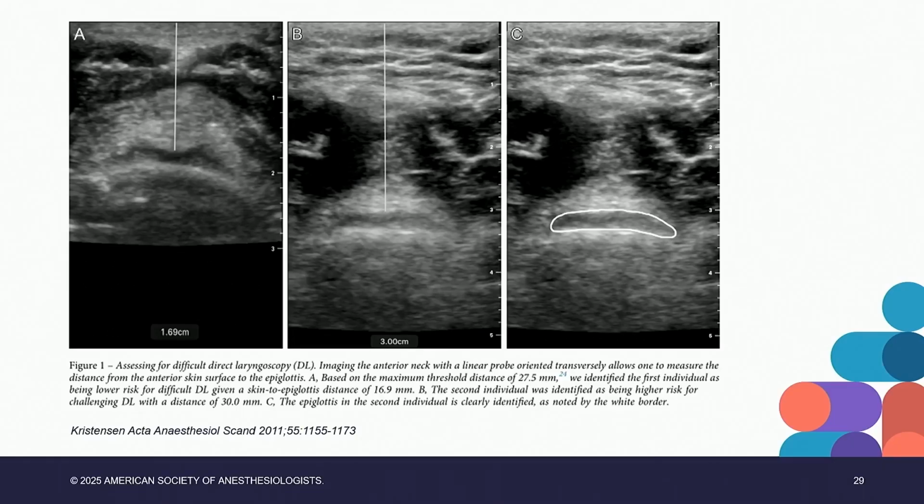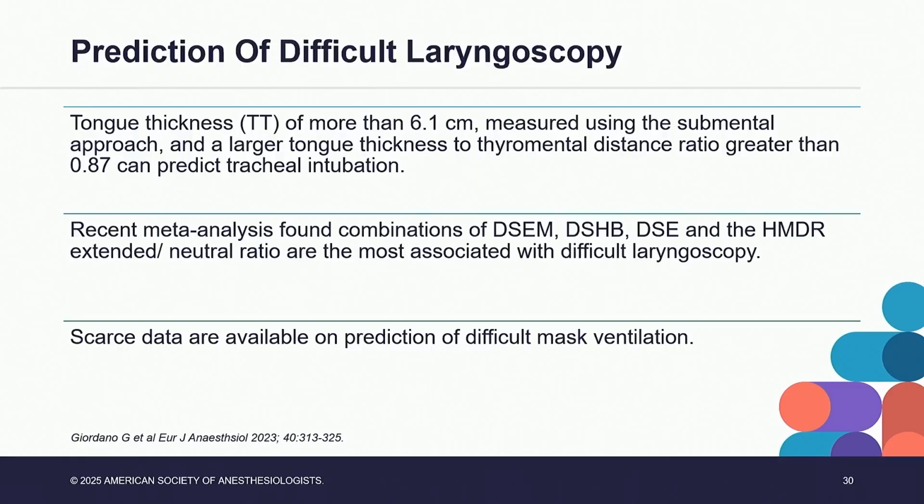So POCUS is very helpful for predicting difficult intubation. Also, tongue thickness is very important for prediction of difficult intubation. They found that a tongue thickness of more than 6.1 centimeter, measured using the submental approach, as you see, we measure the tongue thickness in the coronal view of the suprahyoid view. A larger tongue thickness to hyomental distance ratio greater than 0.87 can predict difficult tracheal intubation.